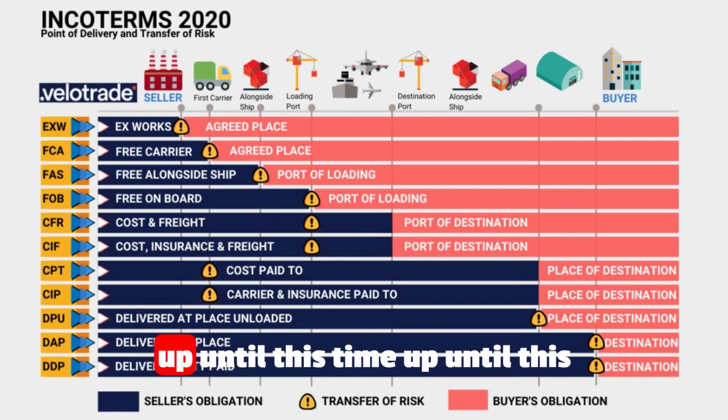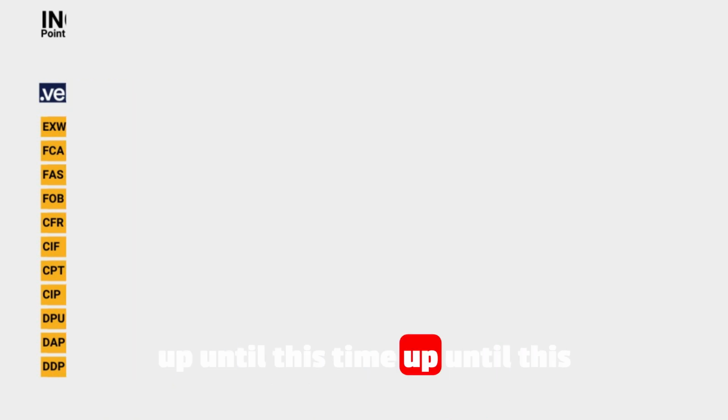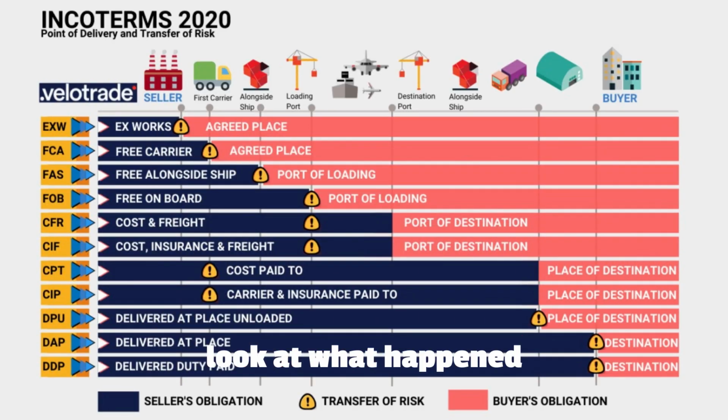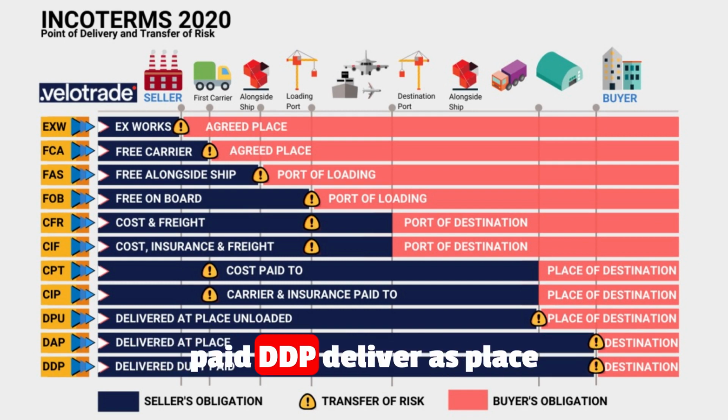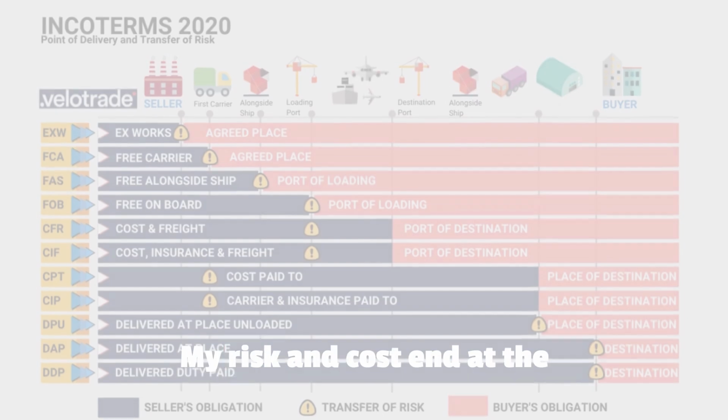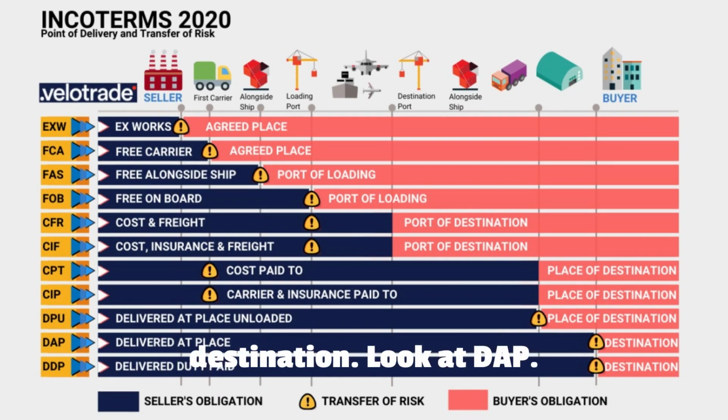Deliver at place. Now, up until this time, look at what happened. My risk and cost has been ending in my country. In some cases, my risk ends and my cost extends to destination. But this D series, deliver at place, DAP, deliver duty paid, DDP, deliver at place unloaded, DPU: my risk and cost end at the destination.